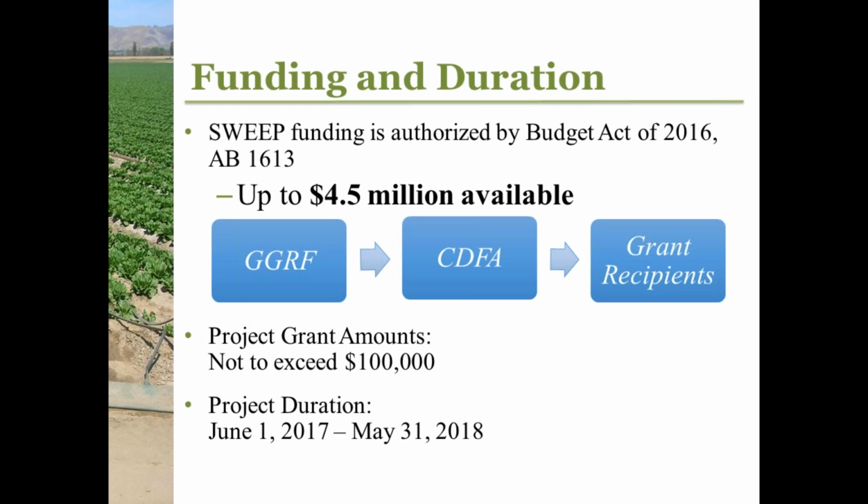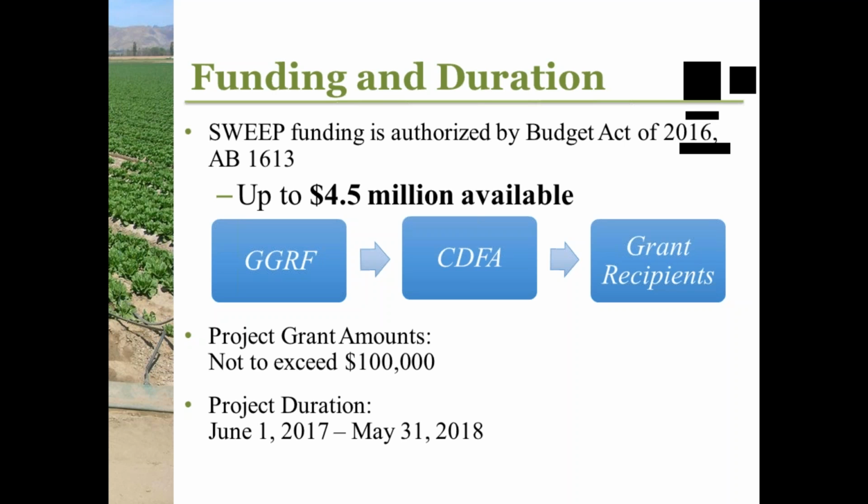to individual grant recipients. For the 2017 SWEEP program, projects cannot exceed $100,000. We don't have a minimum threshold at this point for any project. We have awarded projects that are $7,000 or $10,000. So no minimum amount threshold. However, one application cannot exceed $100,000 per project.